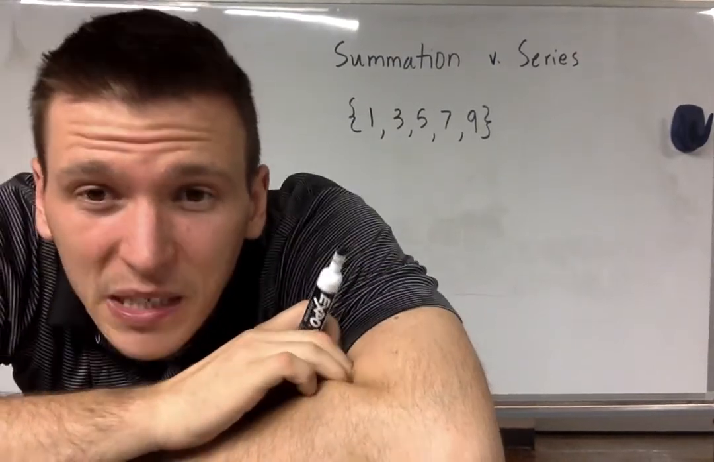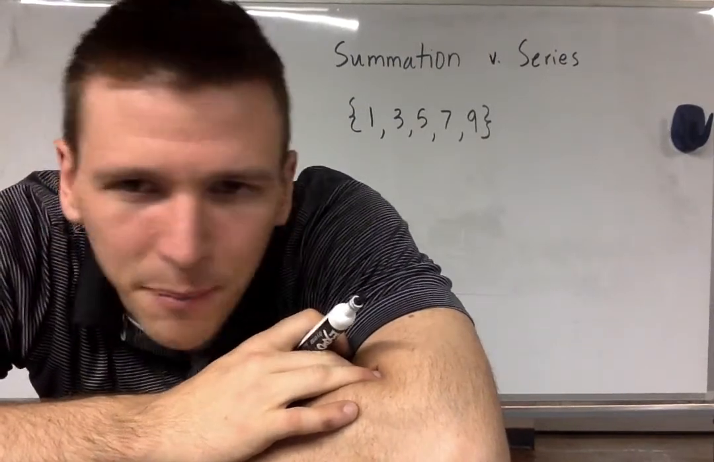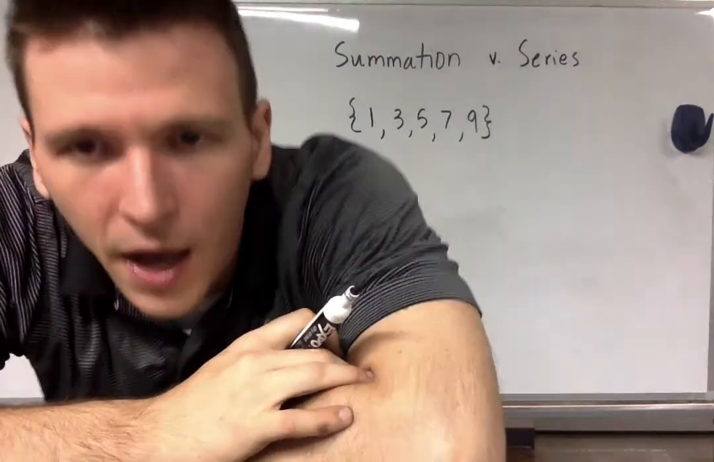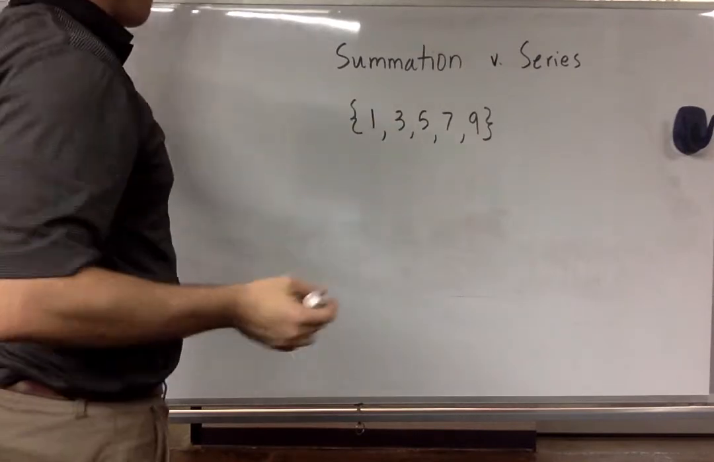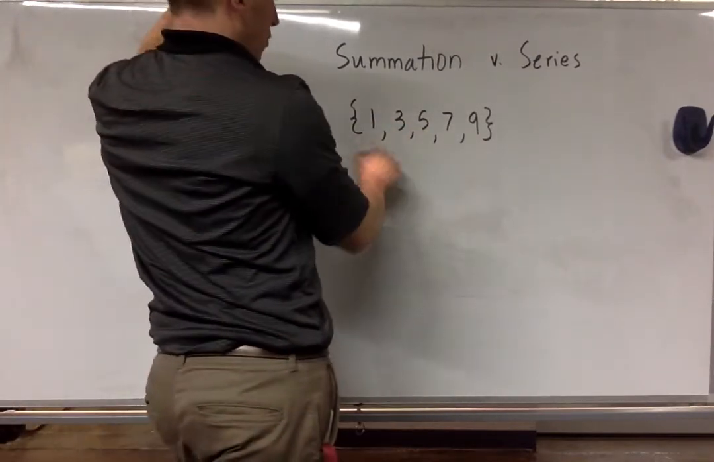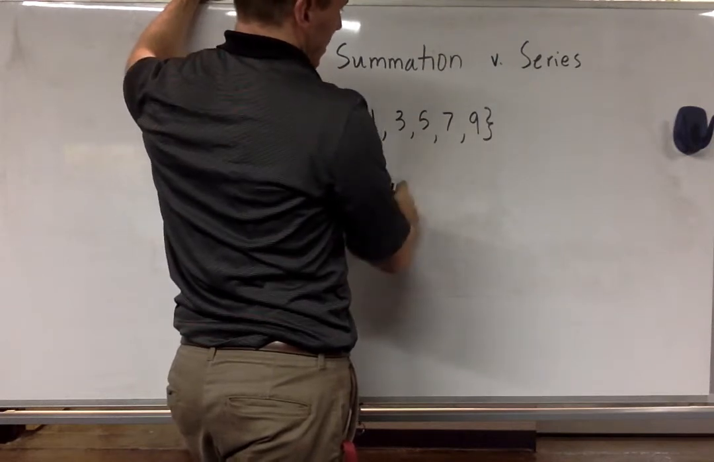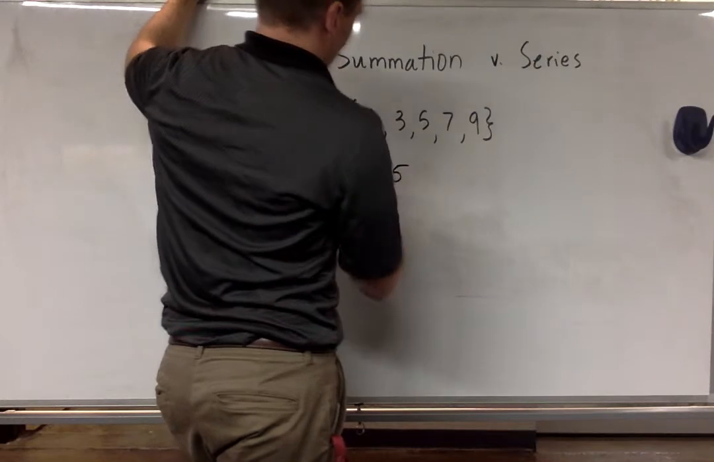But let's start with the basic definition of what's going on here. So summation just means take a sequence and add up the terms so that you find what the sum of that sequence is. In this case, to do this is really, really simple. There's not a formal process that you need to do. You guys know how to add. So 1 plus 3 is 4, plus 5 is 9, plus 7 is 16, plus 9 is 25.